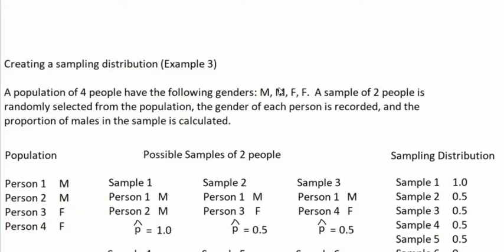If the 2 genders end up being male and female, then it's 1 male out of 2 people. So 1 divided by 2 is 0.5. The proportion is 0.5 male.